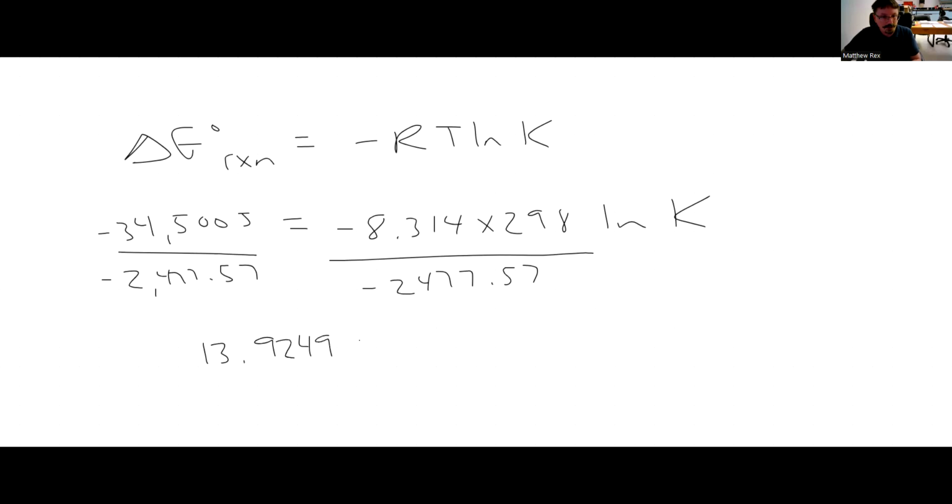I get 13.9249 is equal to the natural log of k. So I take e raised to both sides, and that gives me 1.11 times 10 to the negative 6, or 1.12. Yeah, I guess round.